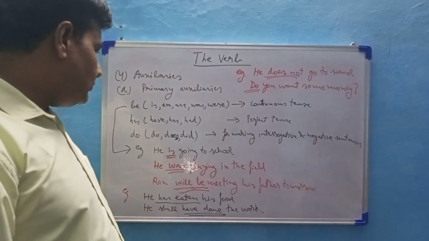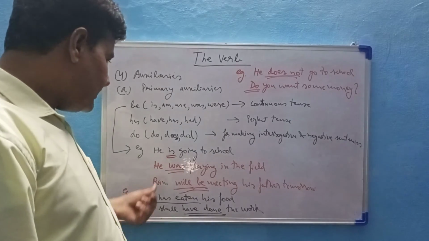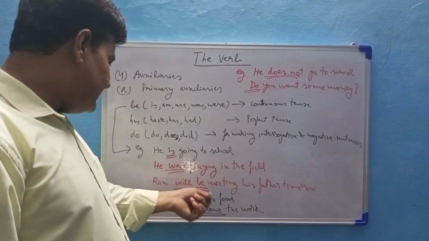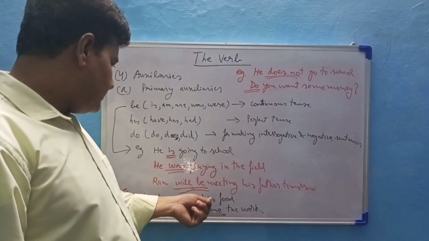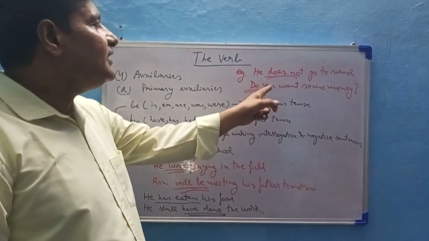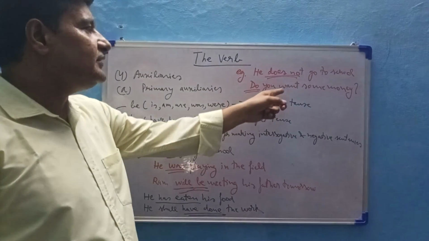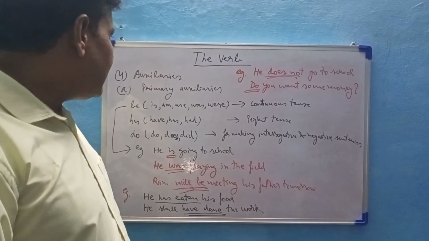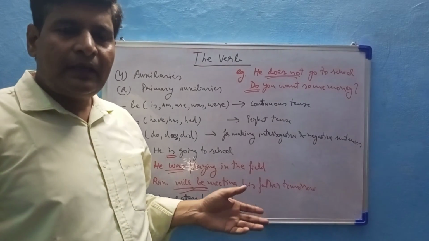He is going to school. He was playing in the field. Ram will be meeting his father tomorrow. He has eaten his food. He shall have done the work. He does not go to school. Do you want some money? So in this way we have understood what are primary auxiliaries.